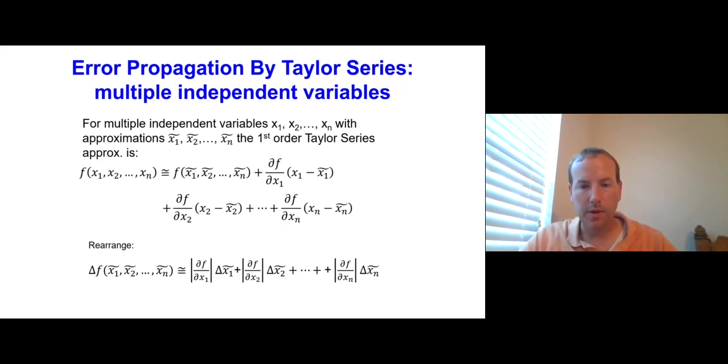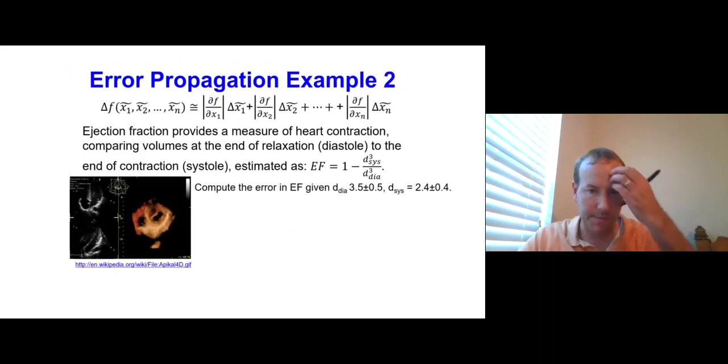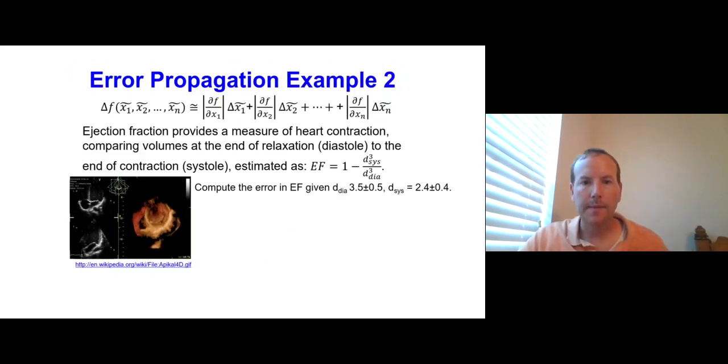So let's show you how you can use this in an example. On the last one, we looked at predicting the volume, and in this equation, we're looking at a different prediction about the heart, which is computing its ejection fraction.